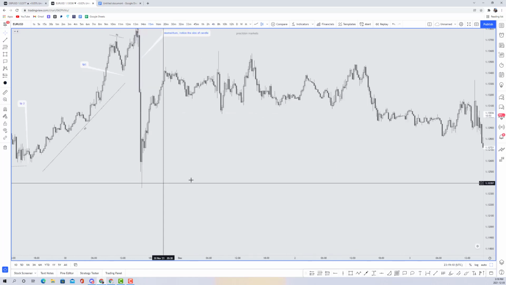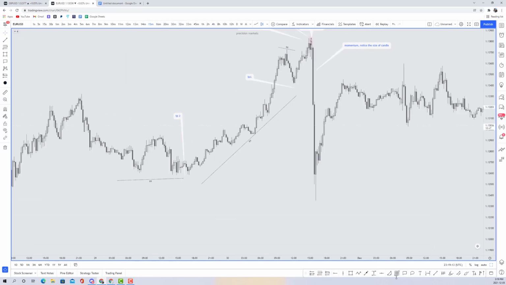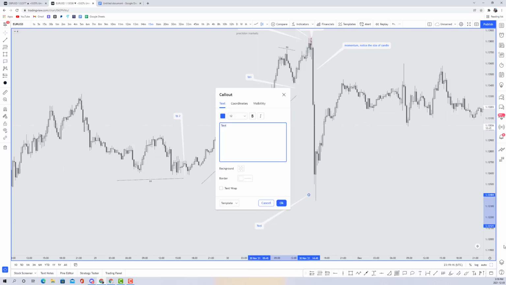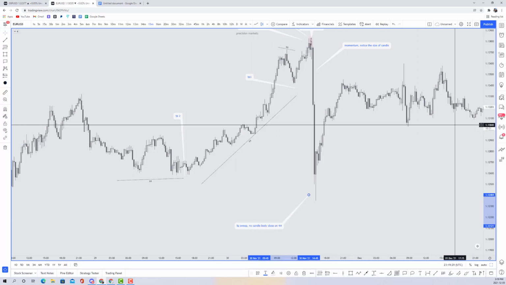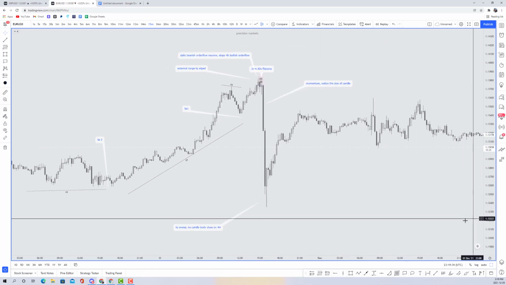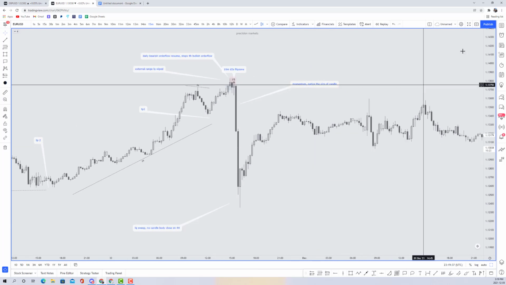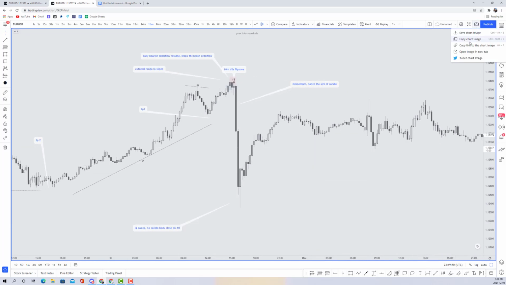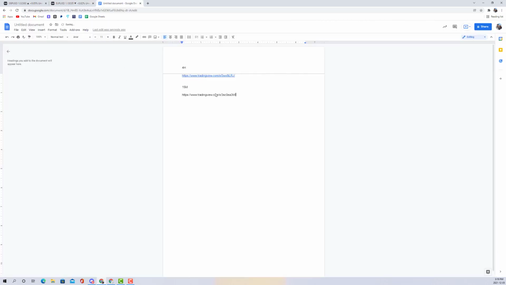So something to make note is LQ sweep, no candle body close on 4H. And yeah, we could have probably marked that on the 4-hour. Not a big deal. So now just playing in this zone, you don't need a whole lot of other information. So what we'll do is we'll just save this as our 15. Perfect. And then we'll go 1M.